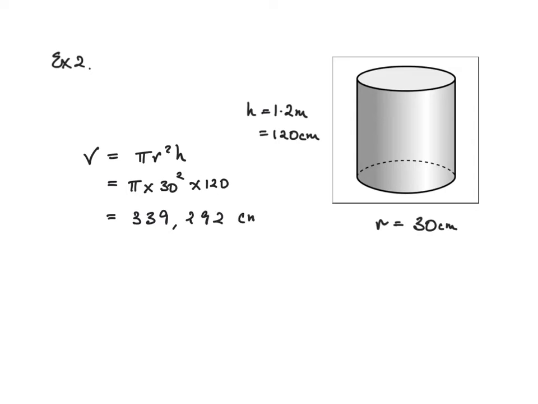And that's centimetres cubed. How do we get from centimetres cubed to litres? We divide by 1000. Now we don't have 3 zeros to knock off, but if I divide by 1000, I'm going to move the decimal point 3 spaces to the left. So we get 339.292 litres. And if I was to round that to the nearest litre, well, the point 292 is less than 0.5, so that will round down to 339 litres.